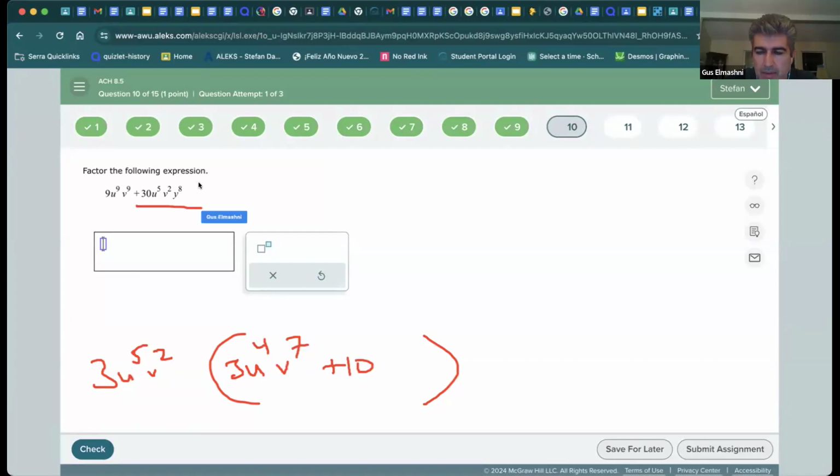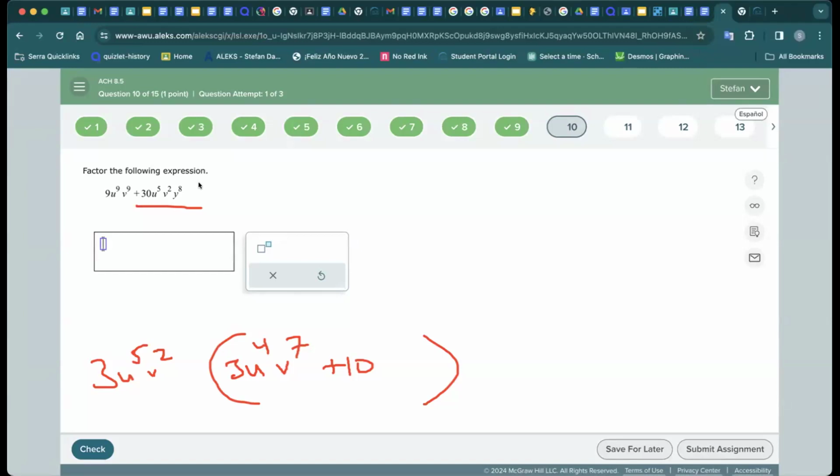Now do it for the second grouping. So remember, you have U to the 5th that was taken out and V squared that was taken out. So do you have any U's left? No. Do you have any V's left? Yes. We do? V squared. But I thought we took out V squared. Oh yeah, we did. So you have Y to the 8th left. That's it. There you go.